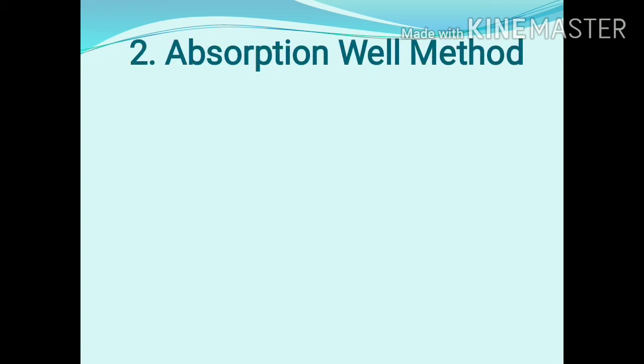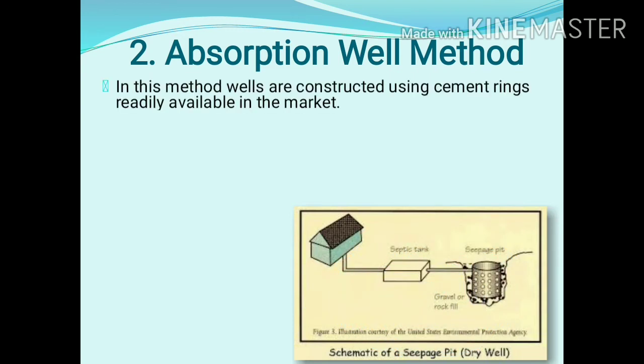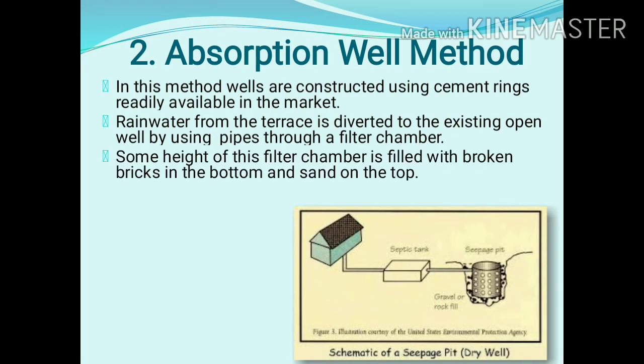Next part of artificial recharging method is absorption well method. In this method, wells are constructed using cement rings that are readily available in the market. Rainwater from the terrace is diverted to the existing open well by using pipes through a filter chamber. Some height of this filter chamber is filled with broken bricks at the bottom and sand on the top. The chamber may be covered with slabs. This is shown in the figure given beside.